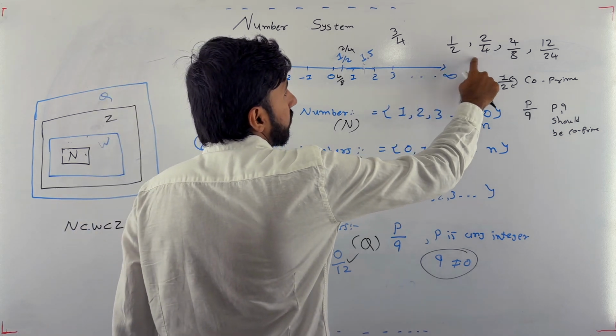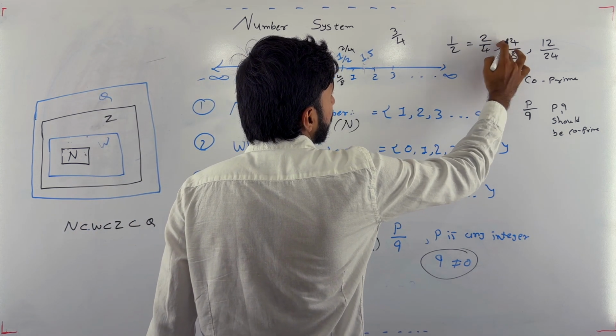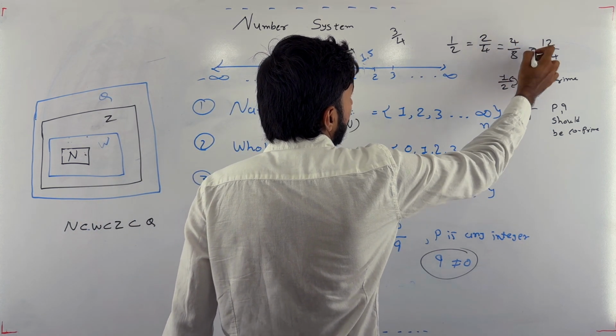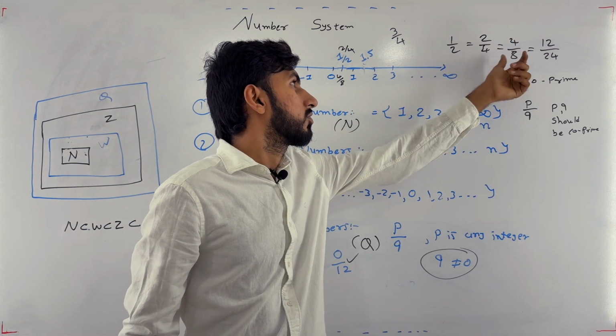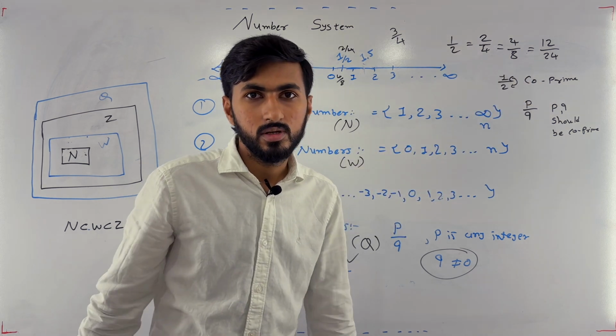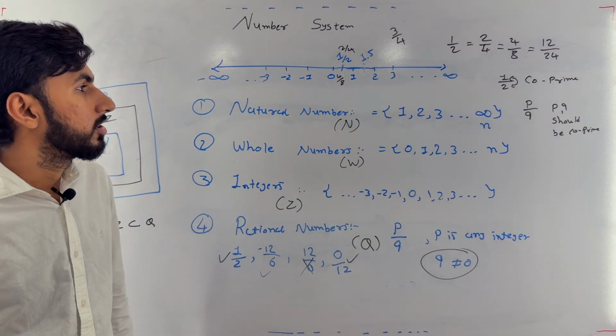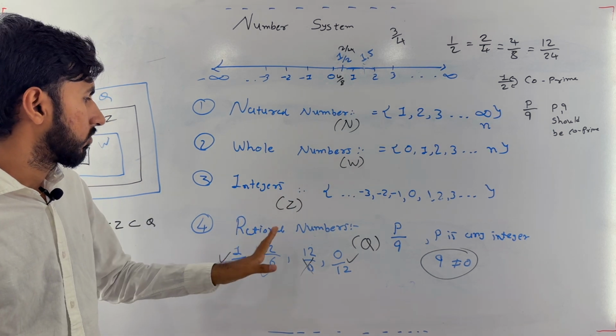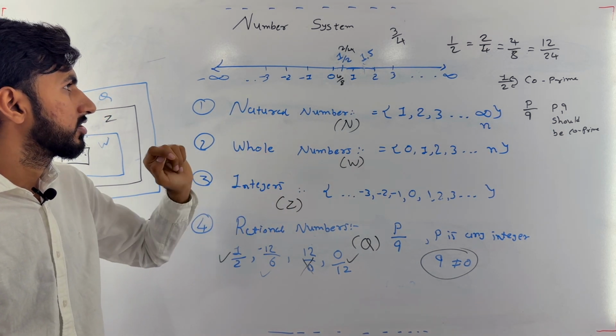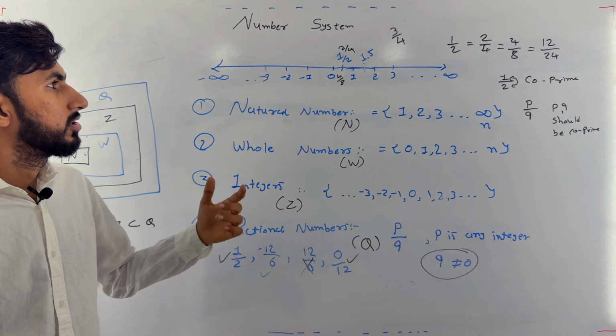And all these numbers we can write with an equal sign in between, because after further cancelling, all the numbers become 1/2, so they are all the same. We call them equivalent rational numbers also. Now all the rational numbers come from integers, whole, natural numbers. Now we will see the examples.